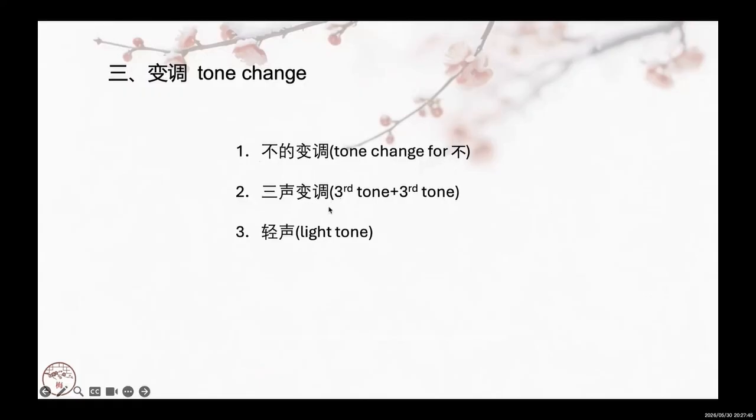And the third situation is about the combination of 2 characters. The first one, the tone may change for the first character. The last one is the tone change to the lighter tone. Actually, I put it here as one type of the tone change situation instead of one of the 5 tones we just learned about, right?